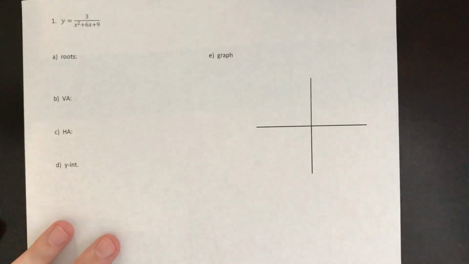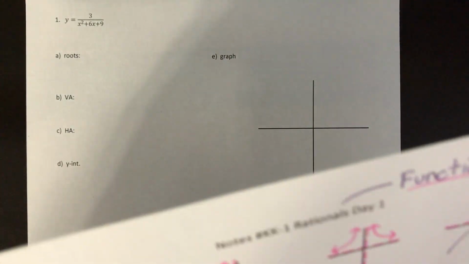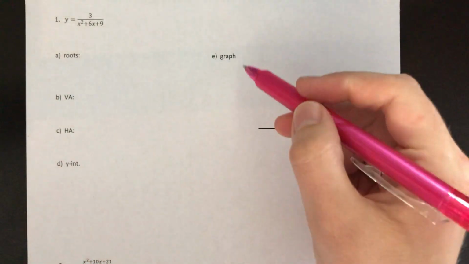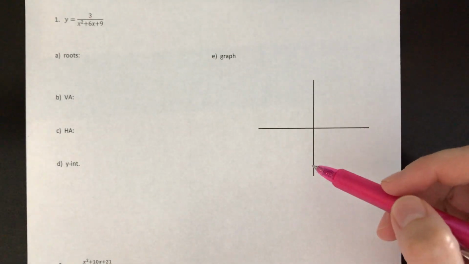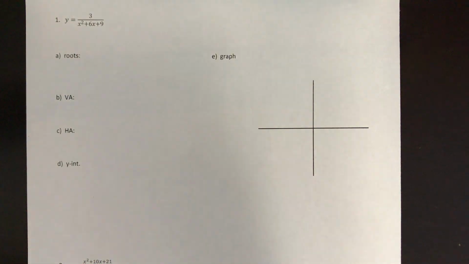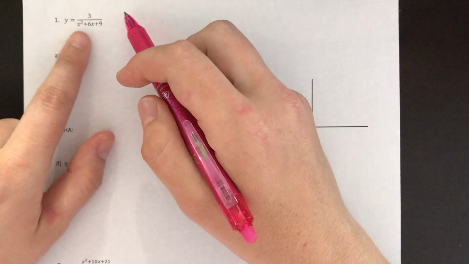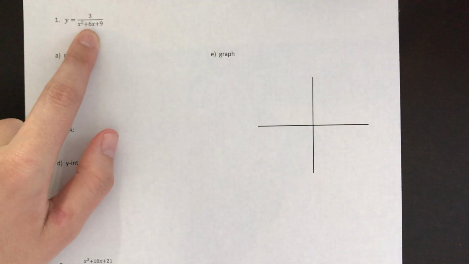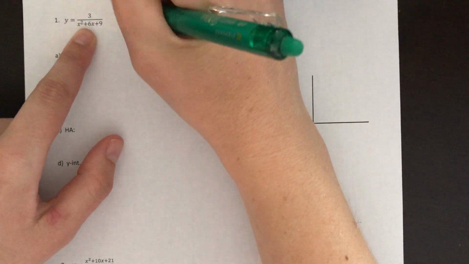Okay, number 1. So of course you're going to find all these key features, and then we're going to see if we need to find any extra points, and then we're going to go ahead and start graphing. Okay, so the first thing, let me get all my stuff out of the way here. First thing you want to do to this equation is factor it if possible. So factor it if possible.